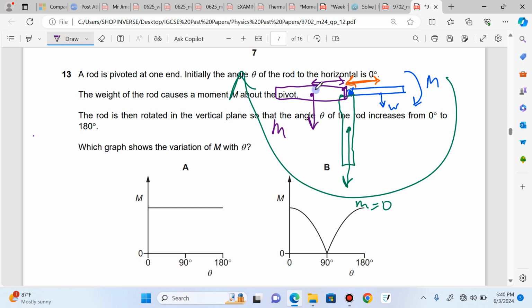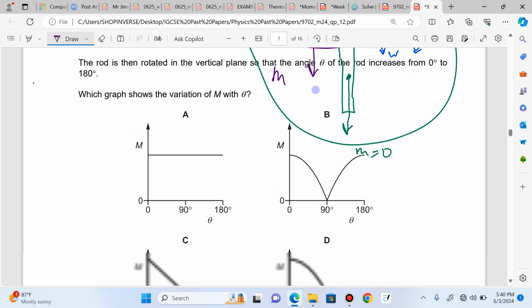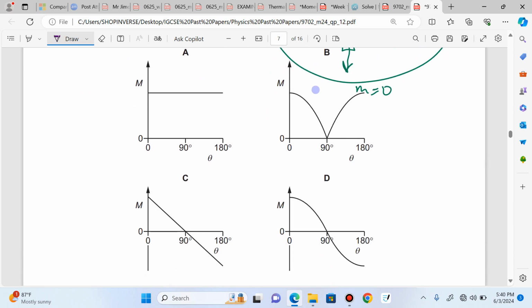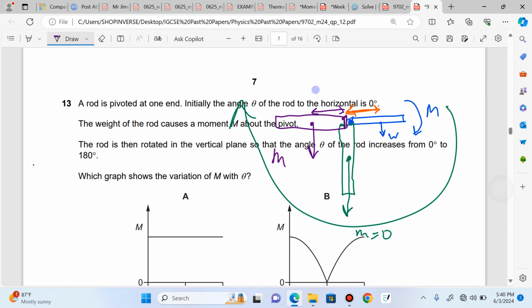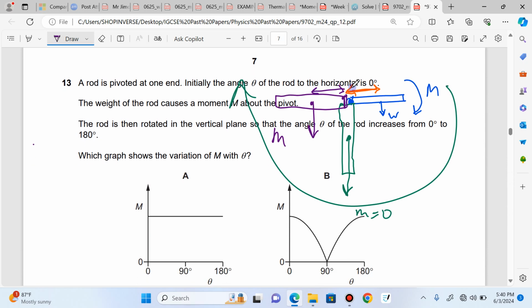And which option gives us that? Let's see what we have here. Take note of one other thing. The moment goes from maximum to 0 back to maximum. But take note that the moment here is a clockwise moment, while when the rod becomes like this, the moment is an anti-clockwise moment. So direction must also be taken into consideration.